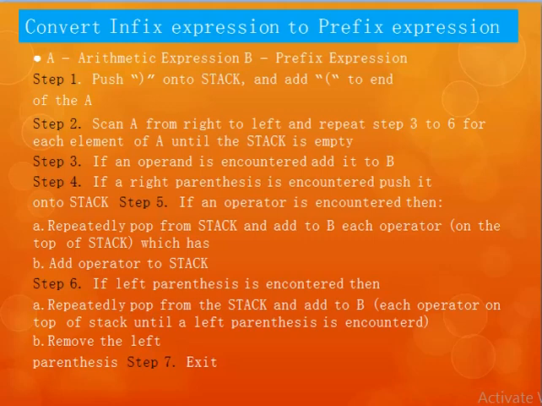Same if we are going to convert this infix to prefix. In this prefix, the same steps are followed, but the operator should be placed before the operand. The only difference over here is the operator is placed before the operand. The stepwise execution of this is: step number 1, push this parenthesis on the stack and add open parenthesis to the end of the arithmetic expression.